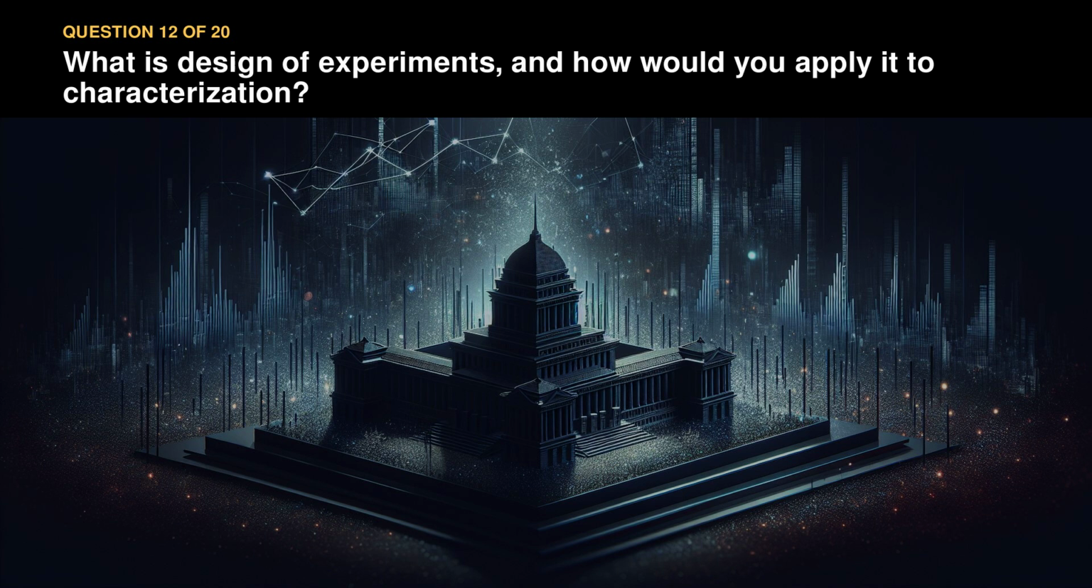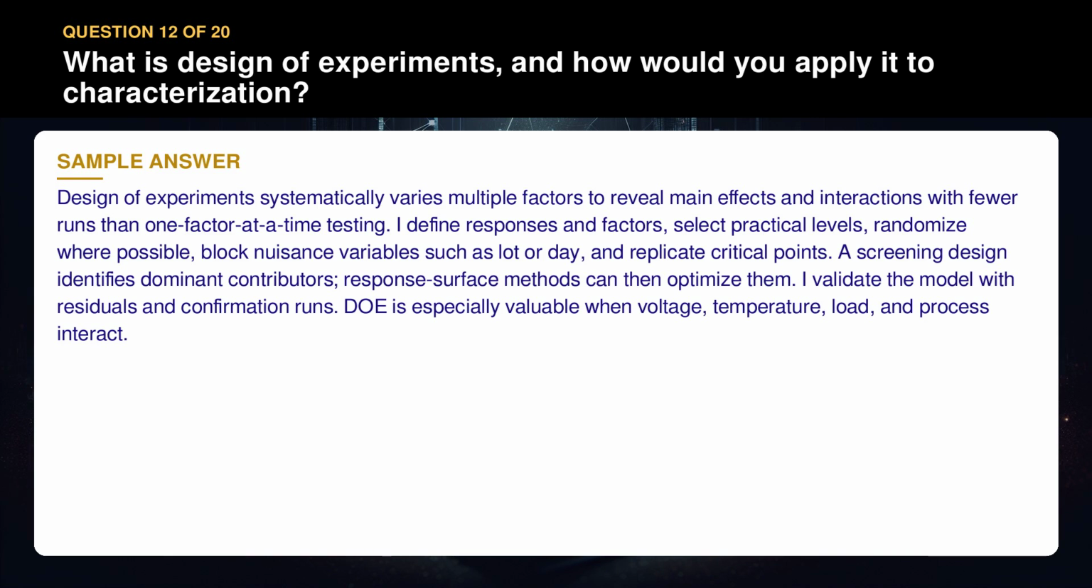Question 12. What is design of experiments, and how would you apply it to characterization? Design of experiments systematically varies multiple factors to reveal main effects and interactions with fewer runs than one factor at a time testing. I define responses and factors, select practical levels, randomize where possible, block nuisance variables such as lot or day, and replicate critical points.